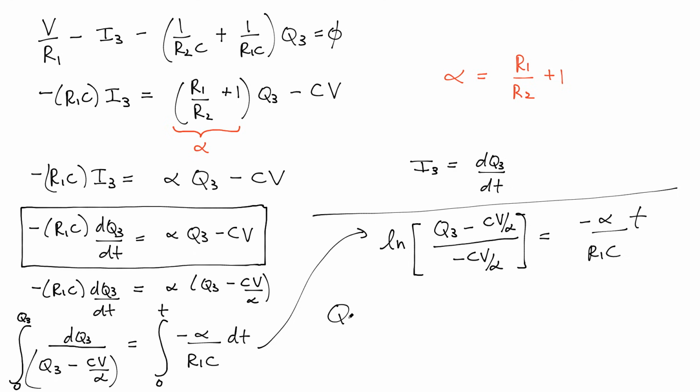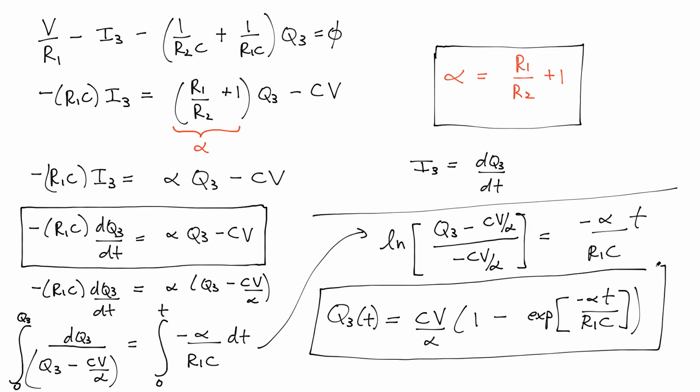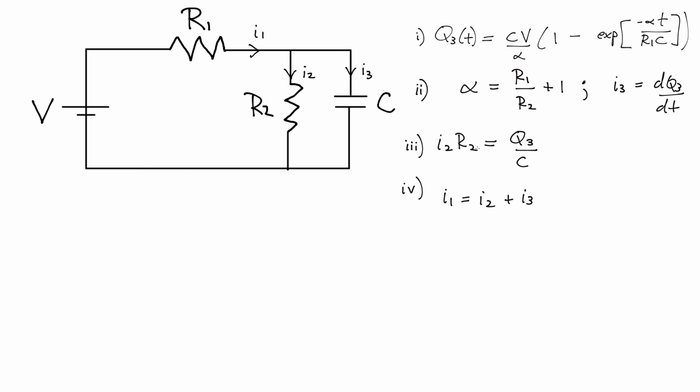What you're going to get at the end is an expression for Q3 as a function of time: Q3 is simply going to be CV divided by alpha, times 1 minus our exponential function, and the argument of the exponential is minus alpha multiplied times time over R1C. And there you have it. Remember that our definition of alpha was just this dimensionless parameter, the ratio of the resistors plus 1. So there you have it, a complete expression for the charge in that outer branch, or the charge on the plates, as a function of time.